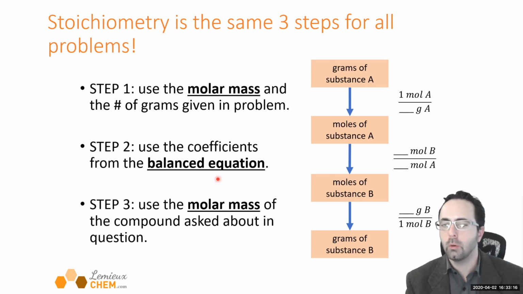Next, step 2, that's the only step where you use the balanced chemical equation. So step 2 is where you go from moles of substance A, one substance, to moles of another. And for our last example, substance A was oxygen, substance B was lithium. That's where you use the coefficients in the balanced equation. It's the only place where you use those coefficients, okay? You never use those coefficients in step 1 or 3, only in step 2.